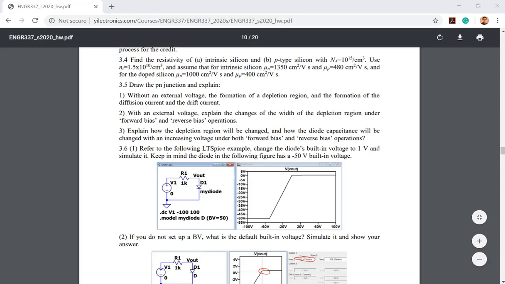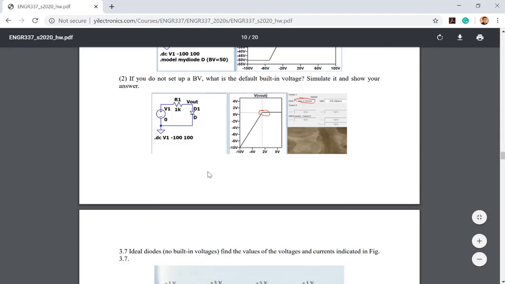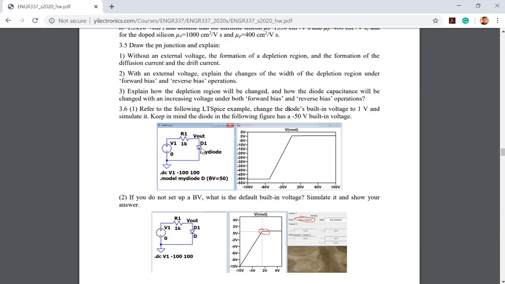So that's the fourth one, and the fifth one, the diode terminal characteristics. So for example, the voltage drop for the diode is usually 0.6 or 0.7 volts. And if you connect a voltage source and a resistor to the circuit and you do a DC sweep, what will the output look like, based on this kind of circuit.